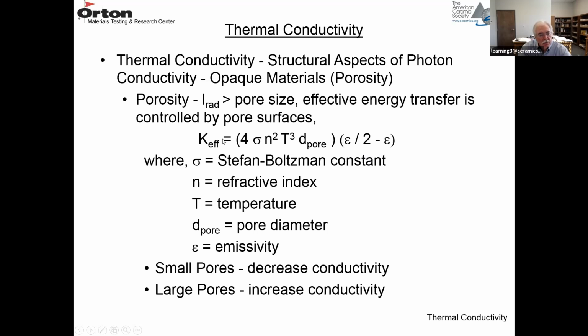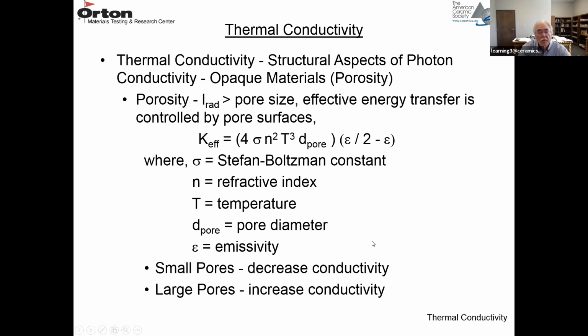So this effective radiation across the pore is proportional to temperature. So it goes up at high temperatures, but it's also proportional to the pore diameter. So bigger pores, higher thermal conductivity, smaller pores, lower thermal conductivity. Small pores decrease conductivity, large pores increase conductivity.